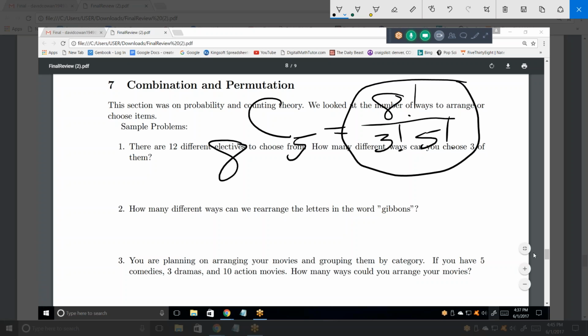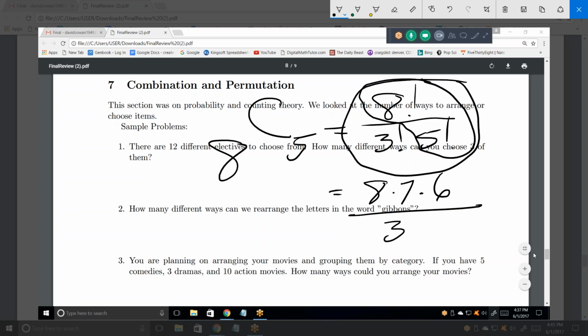The simplification is not as obvious as you might think. What can I do with this and this? What does that turn into? What's 8 factorial divided by 5 factorial? 8 times 7 times 6. Good. That's a key step. And then we're dividing that by 3 factorial, which is 3 times 2. Well, that 3 times 2 cancels with that. That's the answer.